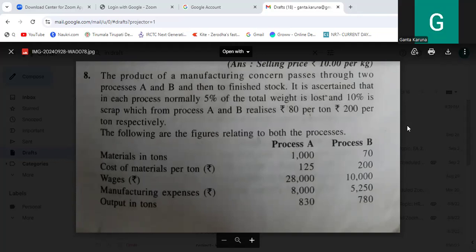out of the process. So he is asking us to prepare these process accounts showing the cost per ton of each process. There is no stock or work in progress in the process. So this is the data he has given. Now we are going to continue with the sum.